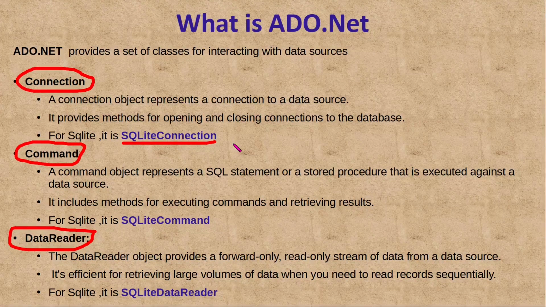Next one is the command object. A command is used to create a command object which represents an SQL statement. So it is used to execute certain things like a query to create a table or to get something like that. So you have to use that to execute commands. For example, if you want to create a table, or if you want to insert some data into the database, for example the SQLite database, you will have to use the command class. So here we are using SQLite, so this will be called SQLiteCommand.